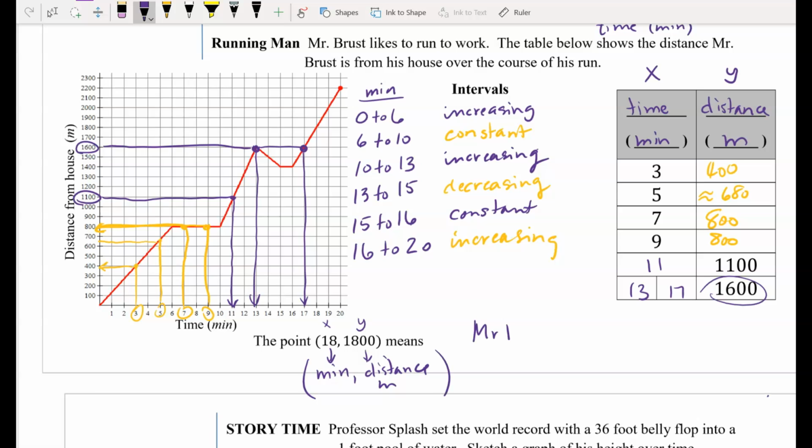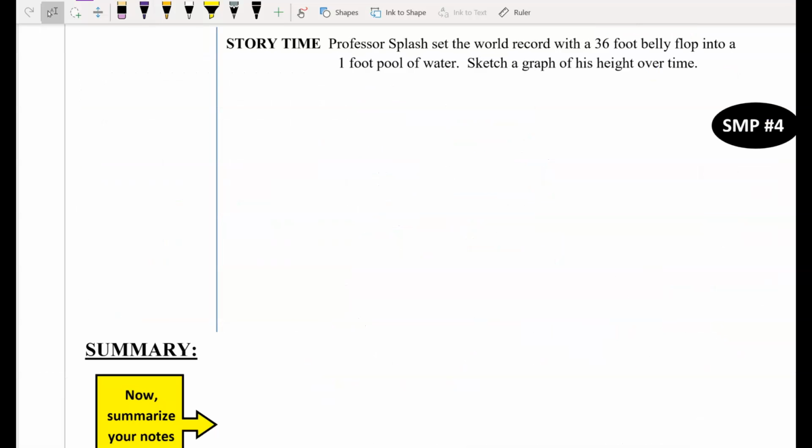So we'll say Mr. B was 1800 meters away from his house after 18 minutes. Now you might say it differently, but as long as it means the same thing, then that's fine. Be sure that you're using the units and connecting it back to the scenario when you're asked to explain what that point means. Flip your paper over.